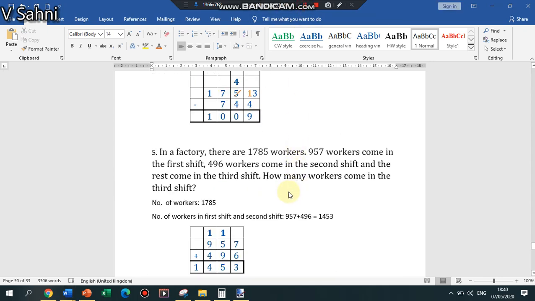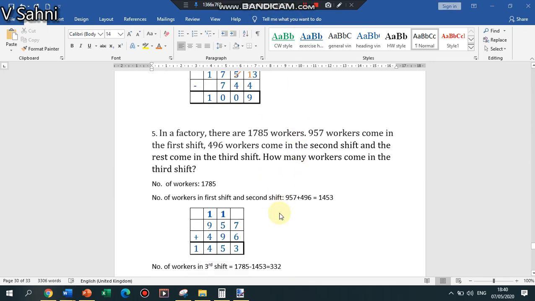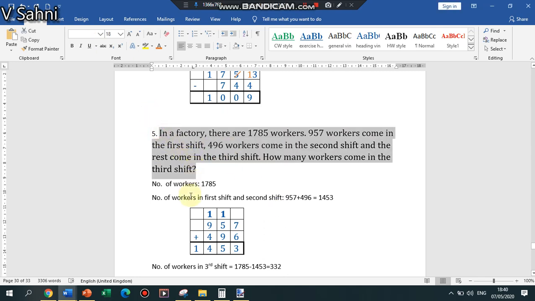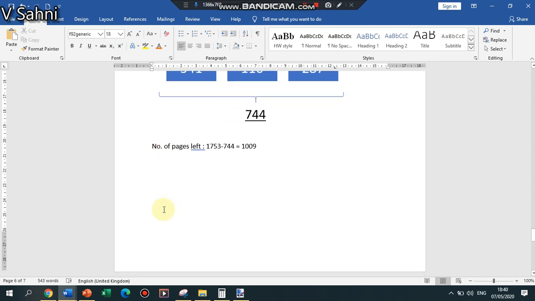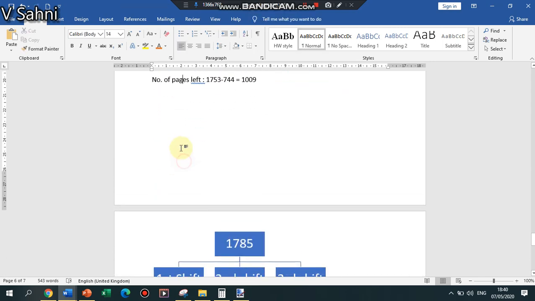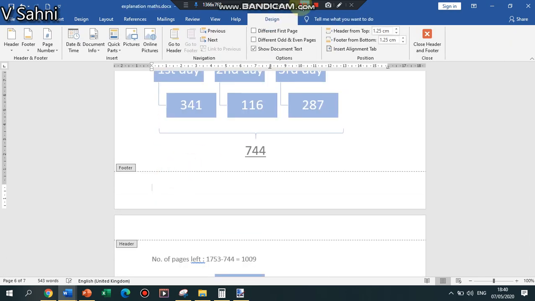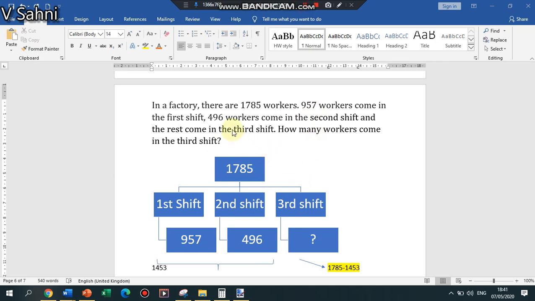Moving on to the next question. In a factory, there are 1785 workers. This also I have shown pictorially. Let me show you how this type of question is attempted. So this question says that in a factory, there are 1785 workers. 955 workers came in the first shift. Now this is your total workers.